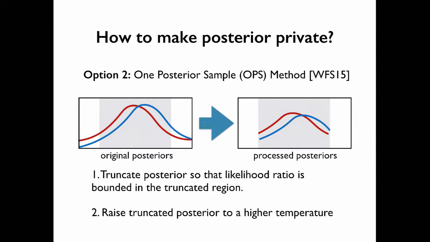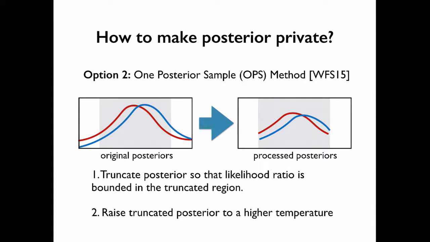So how do we make the posterior private? This was again looked at by Wang et al. And they came up with a method called the one posterior sample or OPS method, which was inspired by the exponential mechanism which we had looked at earlier. Okay, so here is what they observed. They observed that if you look at these posteriors, it is true that often there are points at which the likelihood ratio is unbounded.